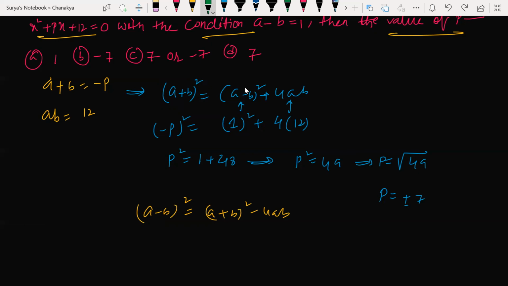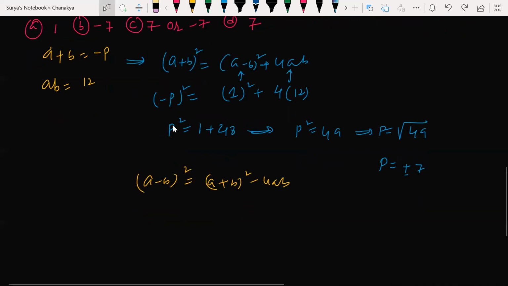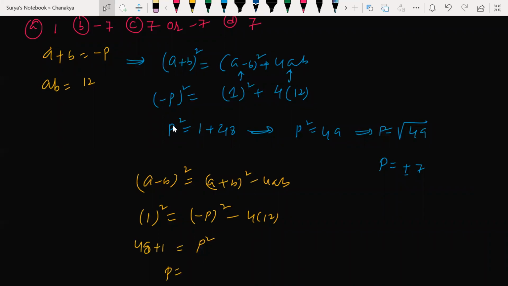Look at this here. If you are having doubt, let me use this property. A minus B whole square is 1 square. A plus B whole square is minus P whole square minus 4 into 12. Check: here P square minus 48, I shift to the right hand side, it becomes 48 plus 1. The P value is still plus or minus 7. Correct? Any doubt?